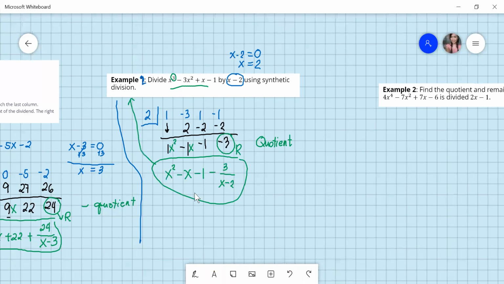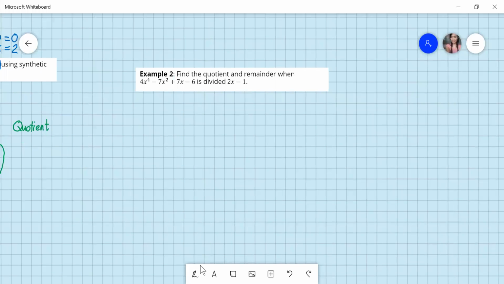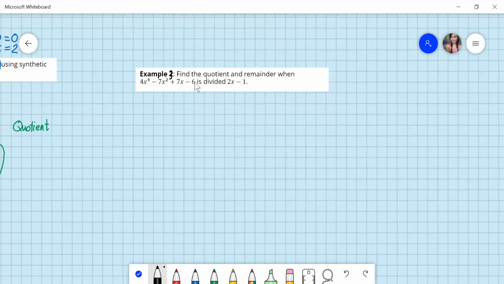Let's move to example number 3. Find the quotient and remainder when this expression is divided by another expression. At first, let's check if this is arranged in descending order. Yes, your highest degree is 4, followed by 2, and then 1, and then 6. Notice that the highest degree is 4, so the terms should be 5 including the constant.